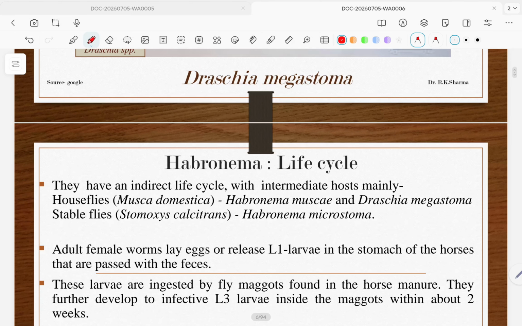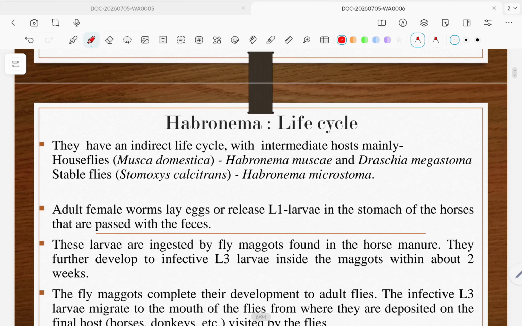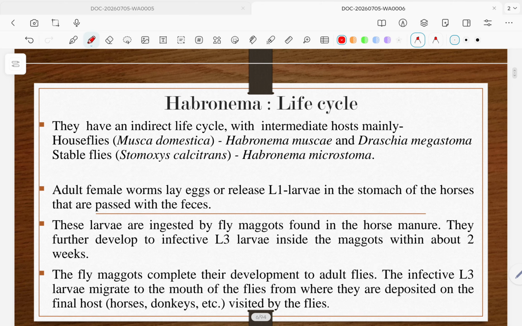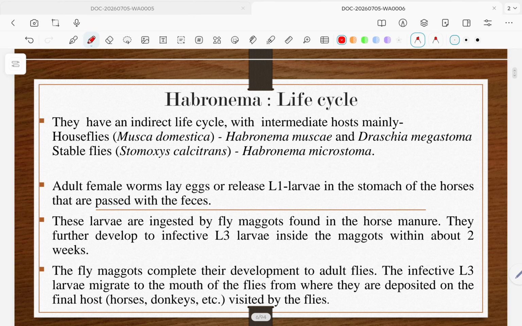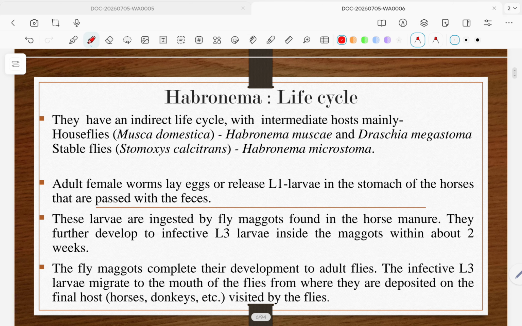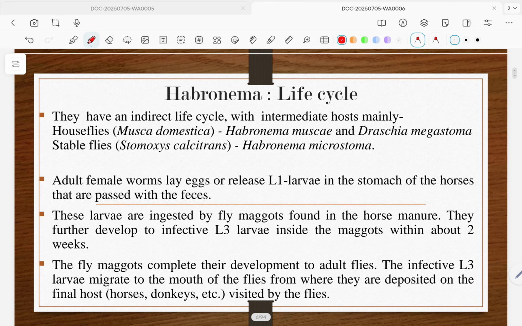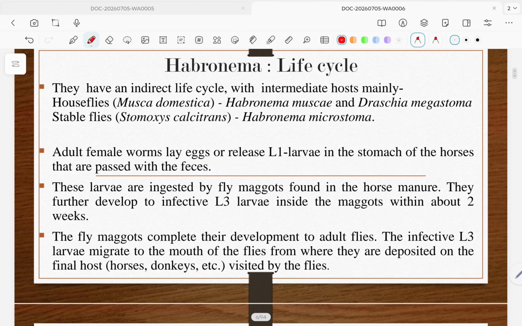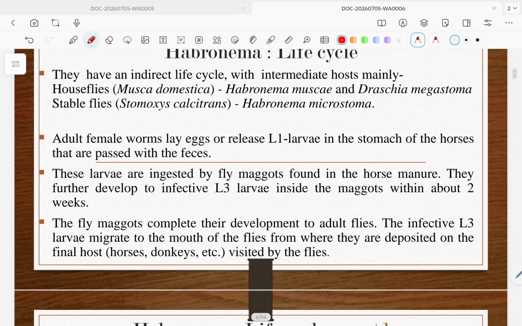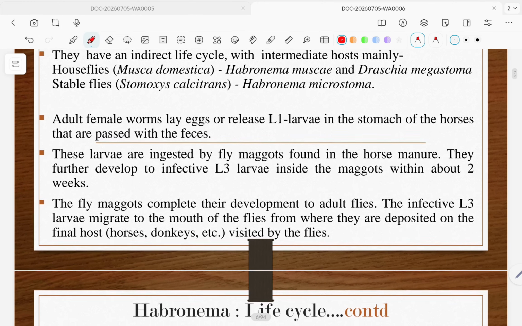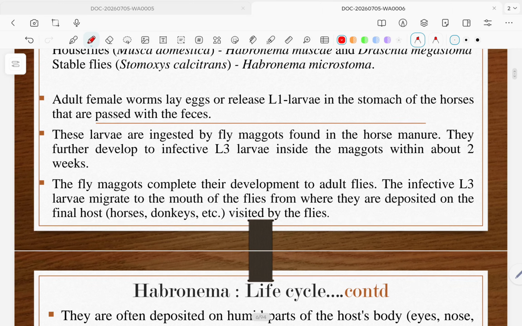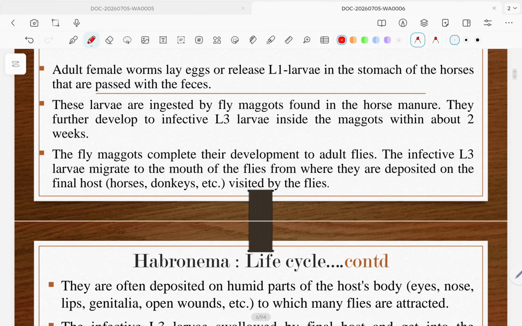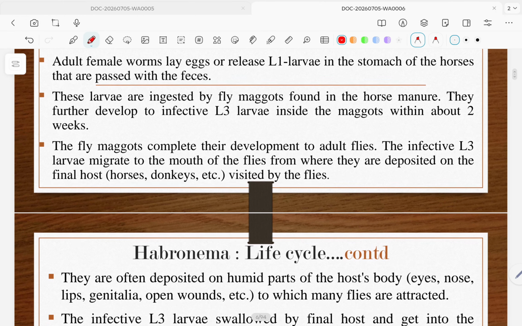Habronema life cycle. They have an indirect life cycle with an intermediate host, mainly the housefly Musca domestica, Habronema muscae and Draschia megastoma, and the stable fly Stomoxys calcitrans, Habronema microstoma. Adult female worms lay eggs or release L1 larvae in the stomach of the horses that are passed with the feces. These larvae are ingested by fly maggots found in the horse manure. They further develop to infective L3 larvae inside the maggot within about 2 weeks.